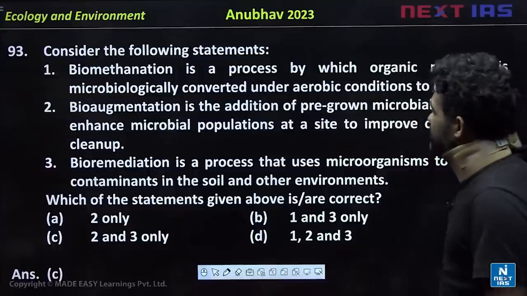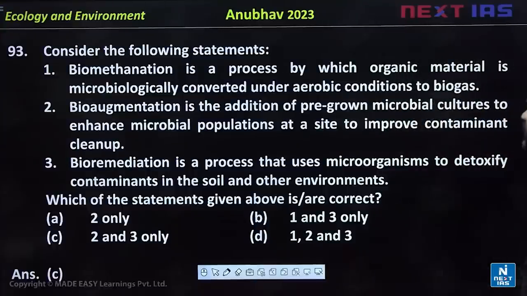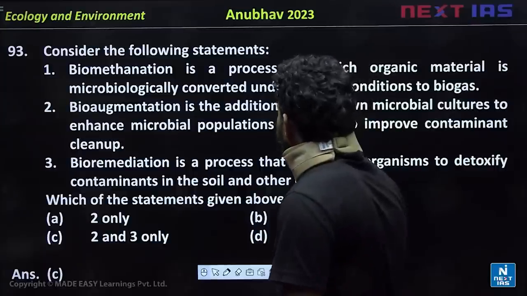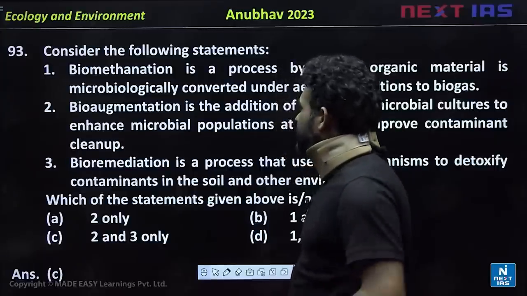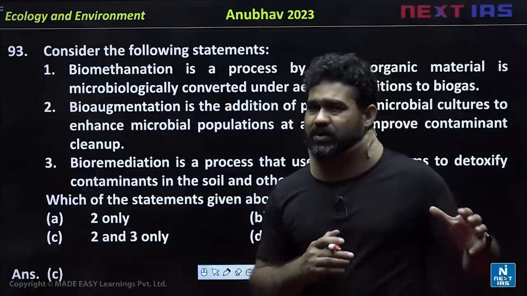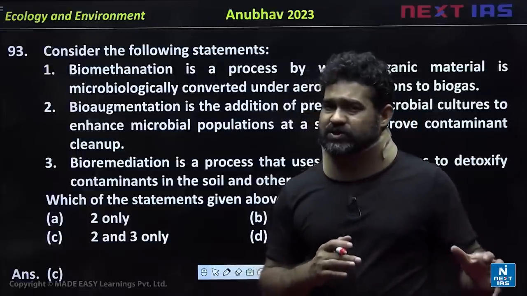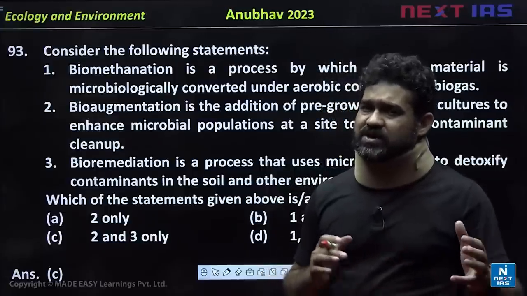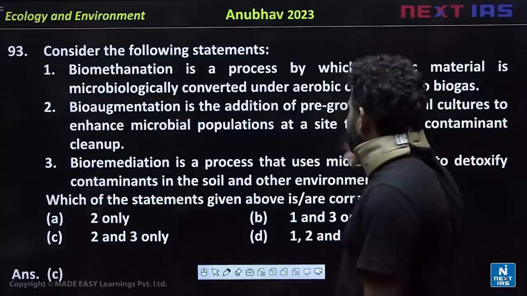Next is, consider the following statement. Biomethanation is a process by which organic material is microbiologically converted under aerobic conditions to biogas. Biomethanation, iska matlab hai, microorganisms biomass-based waste ko convert kar rahe hain, jisme methane aur baki ki dusri kuch gases combine hoti hain. Example, one of the constituents is biogas.